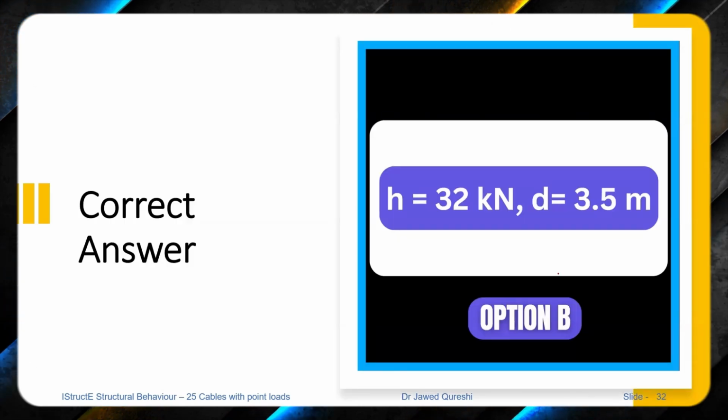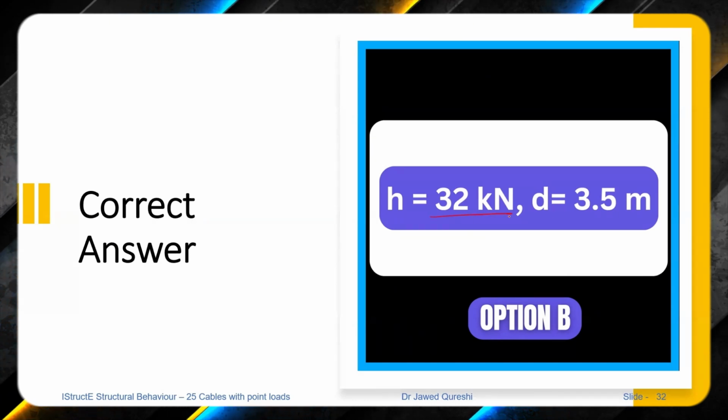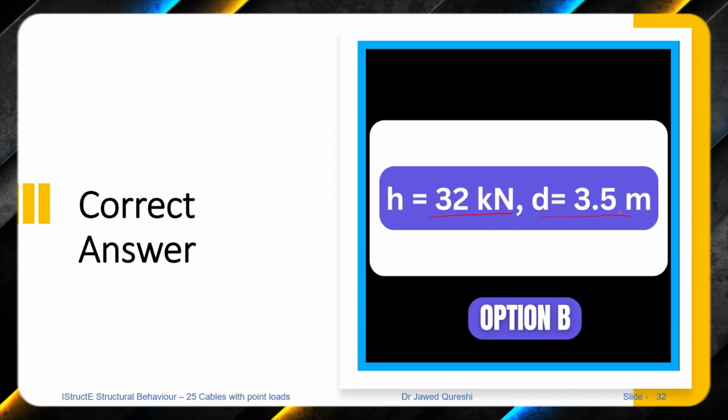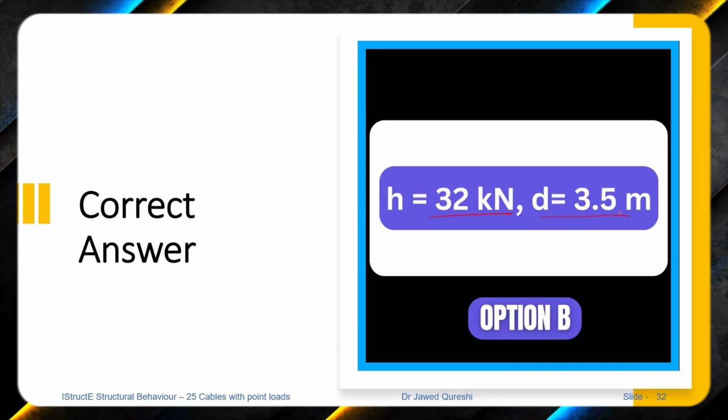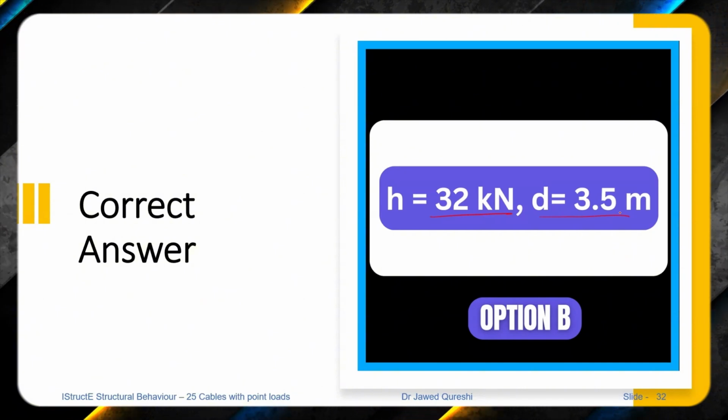So our correct answer is option B, where we have horizontal reaction as 32 and dip as 3.5 meters. Now tell me, did you get this right? If you didn't, then there's no need to worry. Always watch back this tutorial.